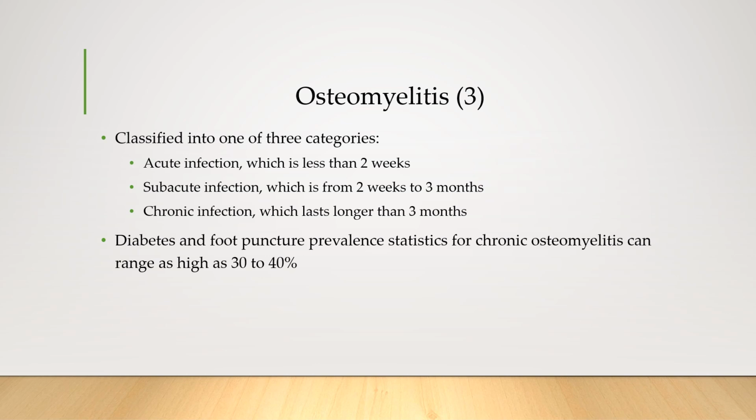Osteomyelitis is classified into one of three categories: acute infection, which is less than 2 weeks; subacute infection, which is from 2 weeks to 3 months; and chronic infection, which will last longer than 3 months. Diabetes and foot puncture prevalence statistics for chronic osteomyelitis can range as high as 30 to 40%.